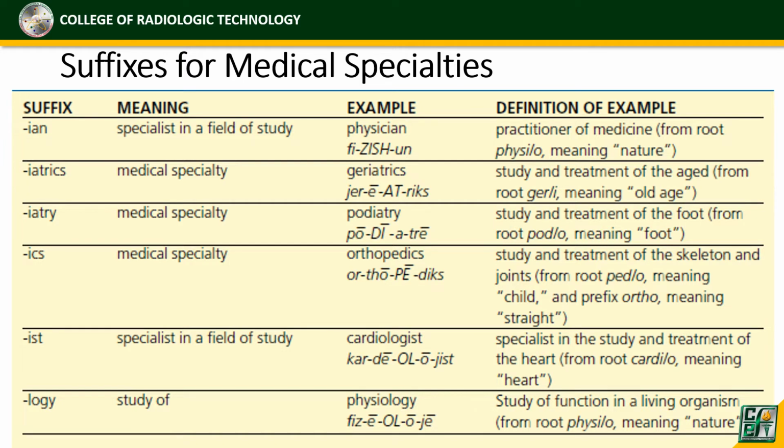In continuation, we have the suffixes for medical specialties. Again, these are noun suffixes. So we have the ian, which means specialist in a field of study. The example is physician, or a practitioner of medicine. Then we have the iatrics, which means medical specialty. The example is geriatrics. Geriatrics means the study and treatment of old age.